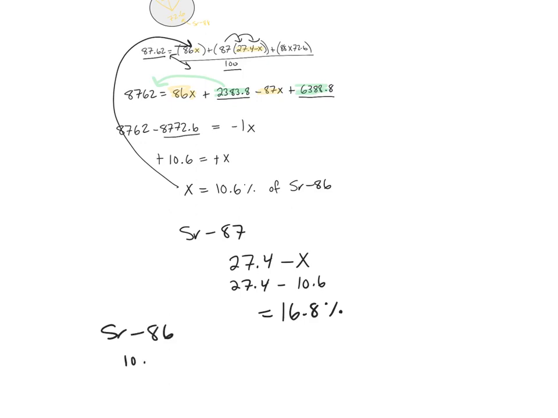Okay, so now we have strontium 86. It's going to be 10.6%. Strontium 87, it's going to be 16.8%. And strontium 88 is going to be 72.6%.